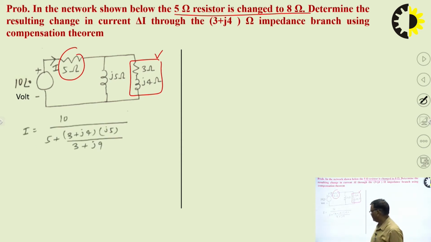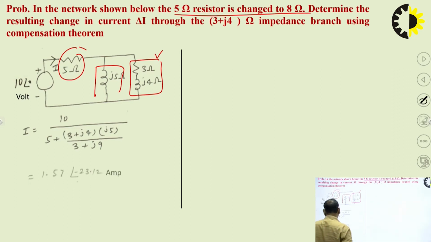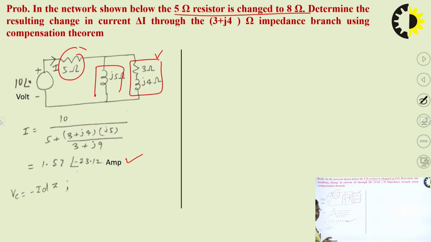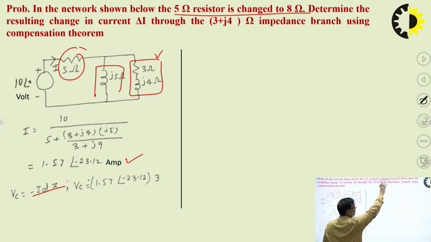So look here. This is the value of I. We can see that these are in parallel, and in series with this. So this is the equivalent impedance of the network as seen from the source terminal. So this is the I, and the value of I will be this many amperes. Then we will calculate VC equals I into delta Z. So I is this and delta Z is 3, since the 5 ohm resistor changes to 8 ohm. So delta Z is 3 ohm. Multiplied with this 3 we get this VC.